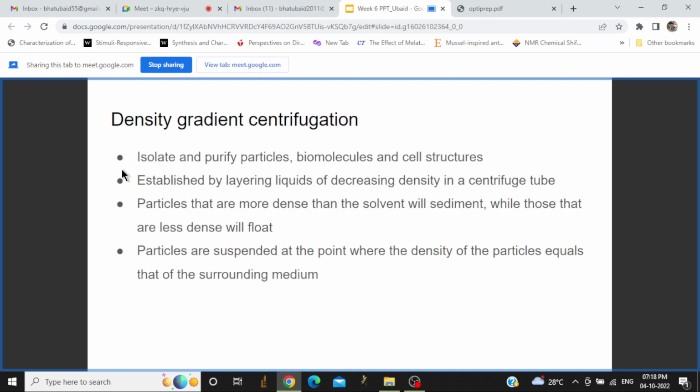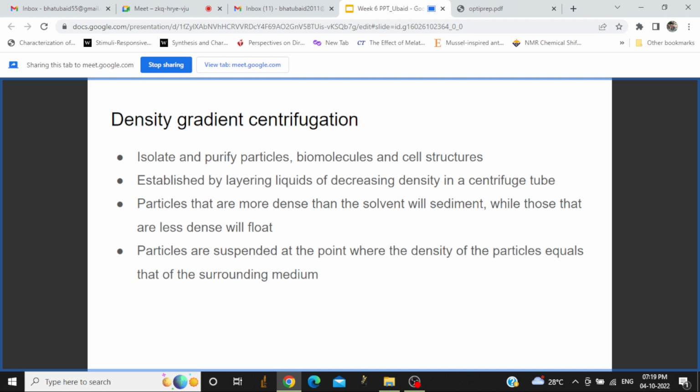So this density gradient centrifugation is established by layering liquids of decreasing densities in the centrifugation tube, with decreasing density from bottom to top. Different liquids, or different densities of the same liquid, can be placed in a centrifuge tube. At the bottom there is more density, and at the top of the centrifuge tube there is less density.